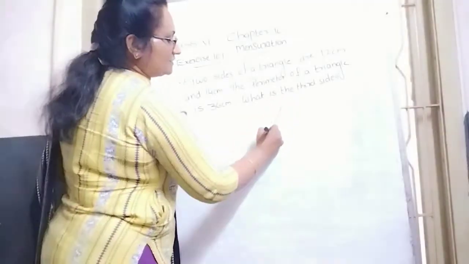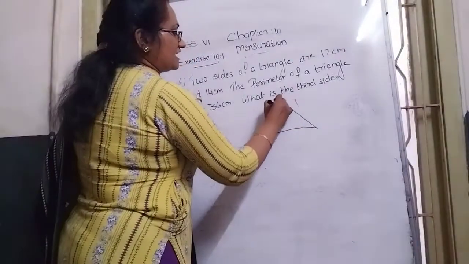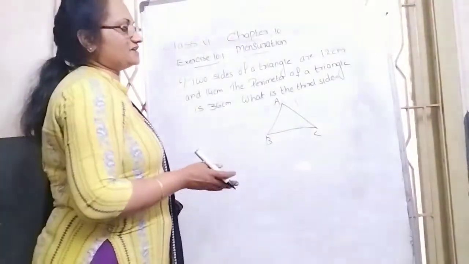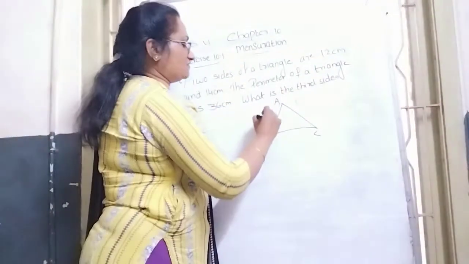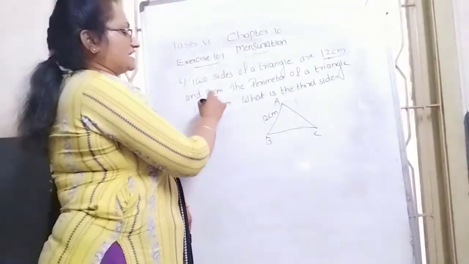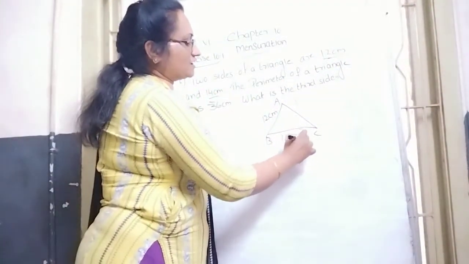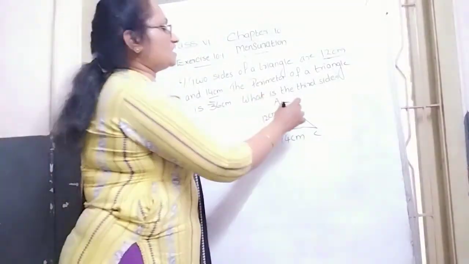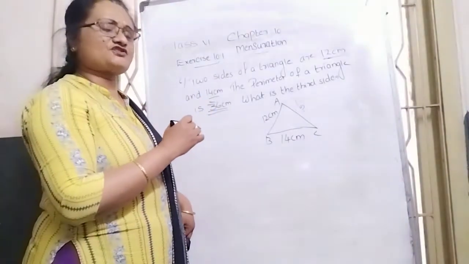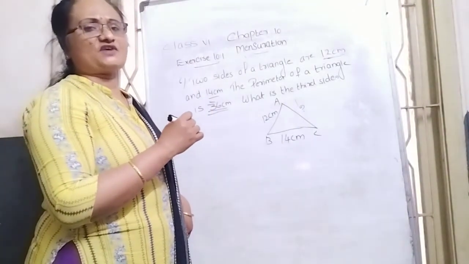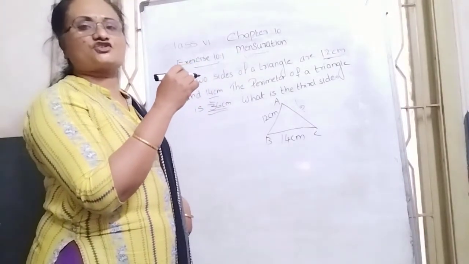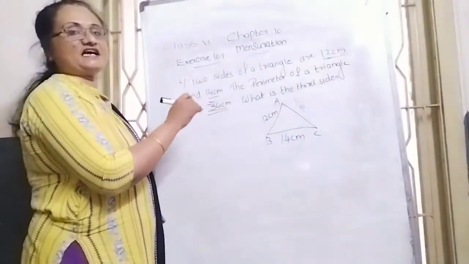Here, look at the diagram. In this diagram we can mark the triangle as ABC. We only give the triangle name. First side we can take as AB side, measurement 12 centimeter. Second side we can consider as BC side, 14 centimeter. But the third side is not given. But what they gave is a perimeter. Perimeter of a triangle, how to find? What is the formula? Sum of the 3 sides we call the perimeter of a triangle. So apply that formula and find out.